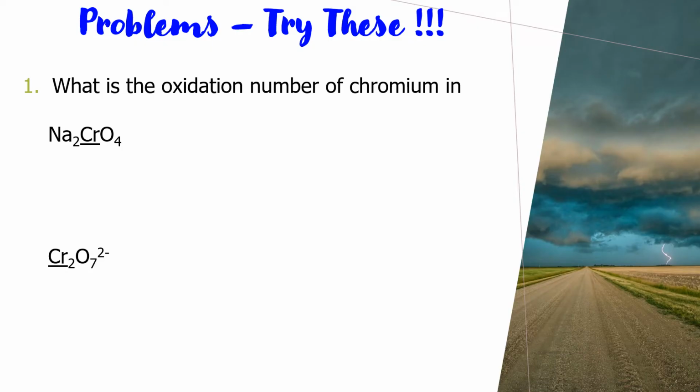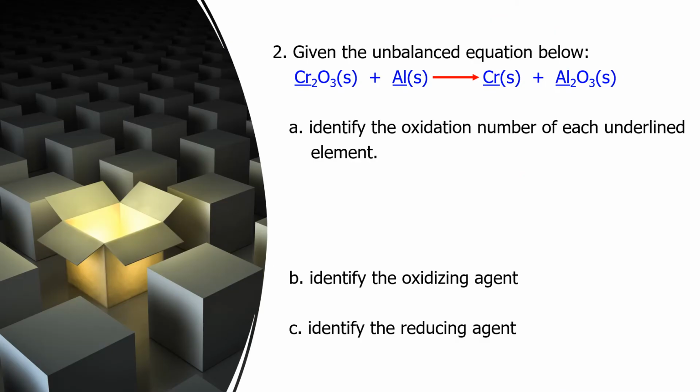Okay, I need you to try to solve this problem: find the oxidation number of the underlined atoms in the compound, for chromium, and the second one is also for chromium. And then here, given the unbalanced equation below, just identify the oxidation number of each underlined element, and at the same time identify the oxidizing and also reducing agent.